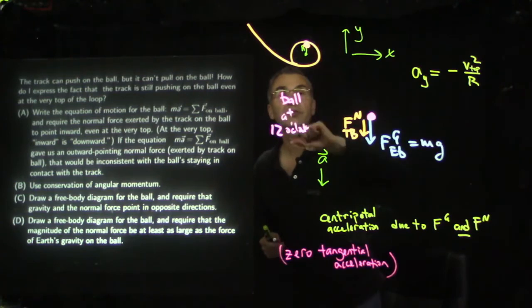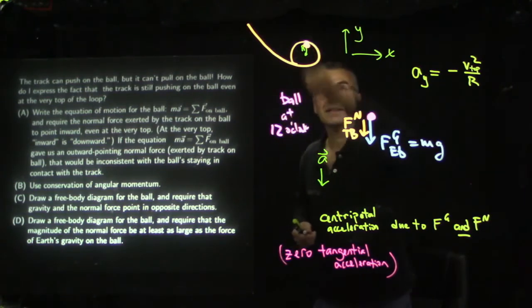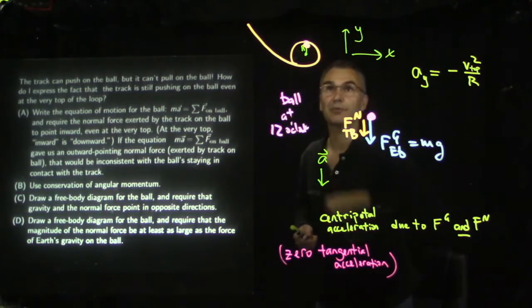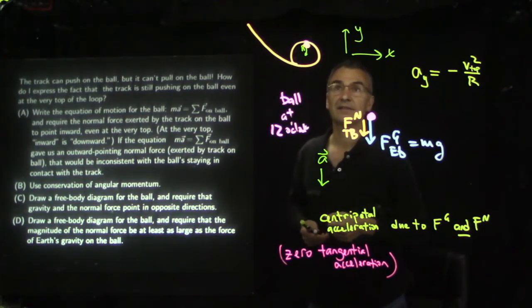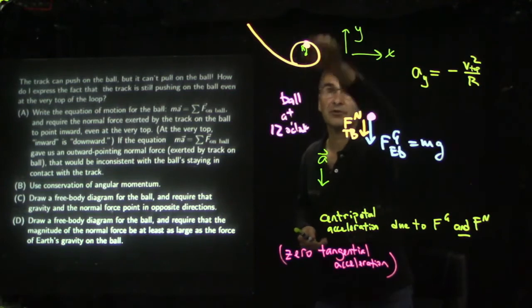So it would be as if you get to the top and maybe the track needs some kind of magnetism to hold the ball there. It can't do that. It can only push against the ball. So if the ball reaches this point and it stops, then it will just fall down.